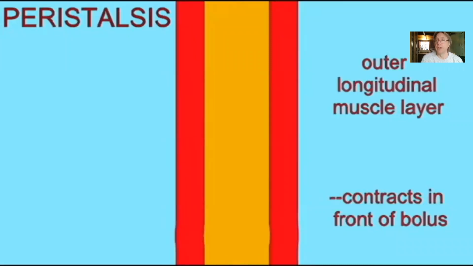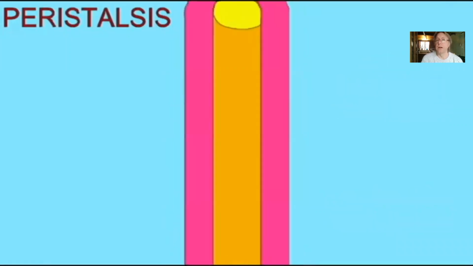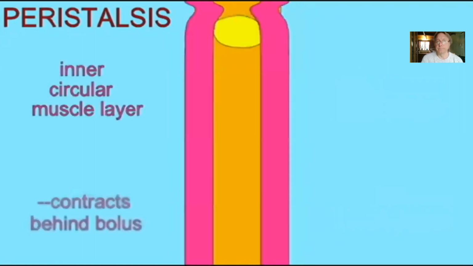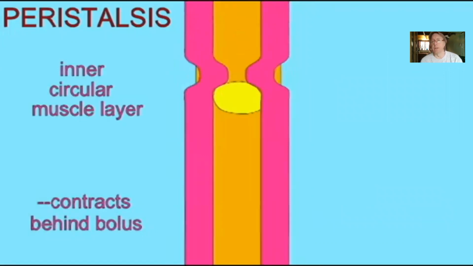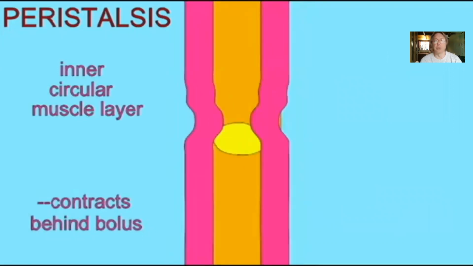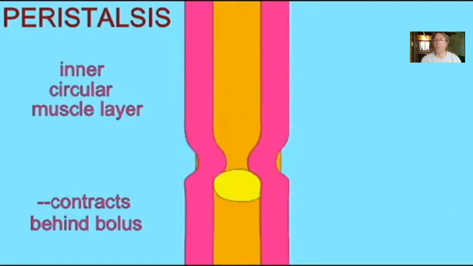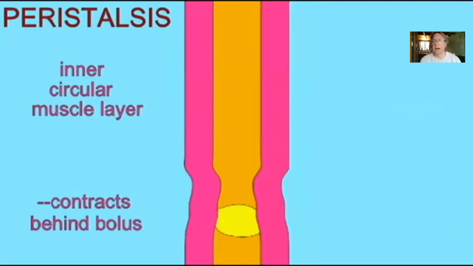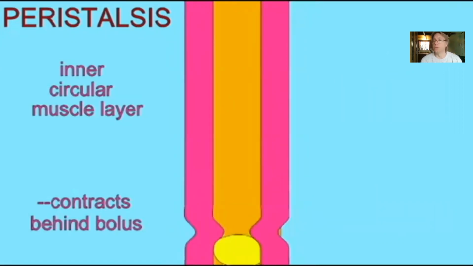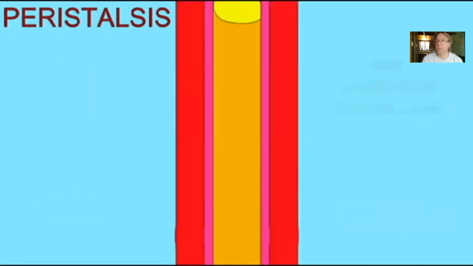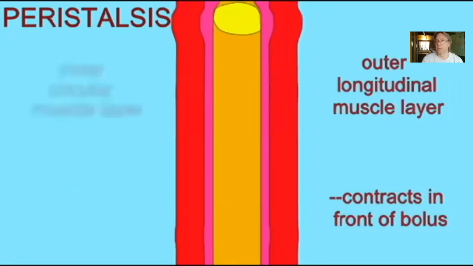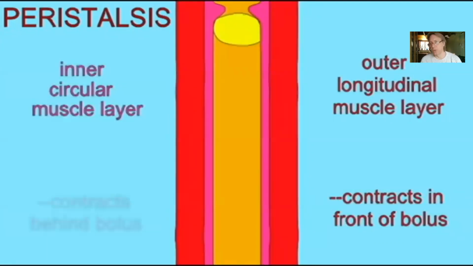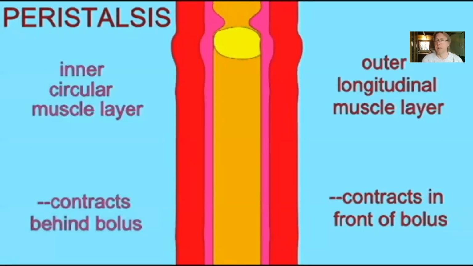Along the majority of the GI tract, there are two layers of the muscularis, and in the stomach there are three. There is an inner circular layer of muscle where the muscle squeezes behind the bolus, and an outer longitudinal layer of muscle where the muscles contract in front of the bolus. Putting this together, we don't speak of the esophagus as contracting or relaxing the way we would say the biceps.